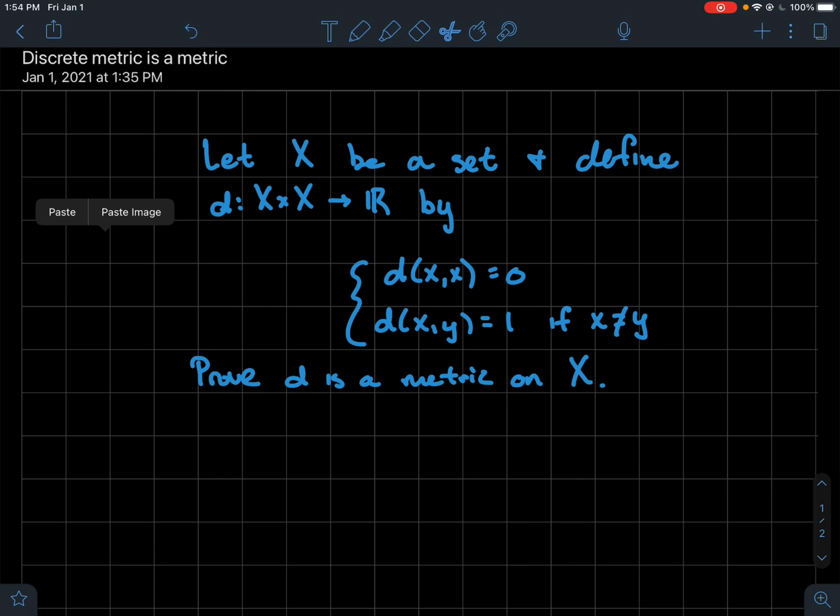In this video, we're going to prove that the discrete metric on a set is truly a metric. So what's that look like? And just to remind you, what's a metric? We want to try to generalize the notion of what a distance is.